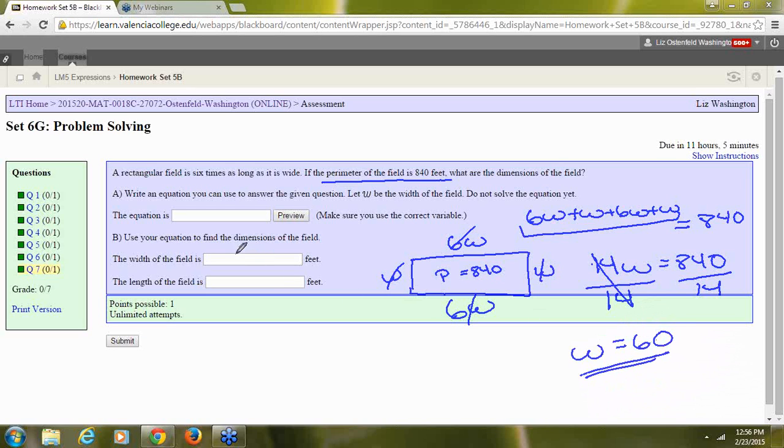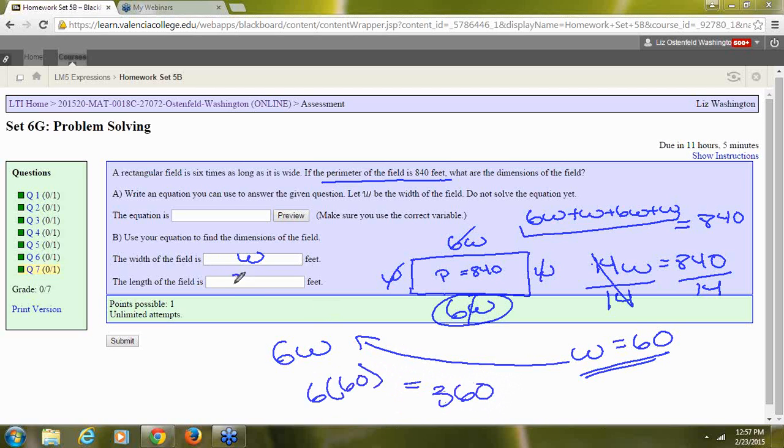Once I know what my W is, I can go back and find out what my length is. I can find out my length by taking 6W and plugging in what I found W to be. 6 times 60. So that means that my length must be 360. So this is going to be just 60. My length is 360. And my equation is 14W equals 840. Okay?